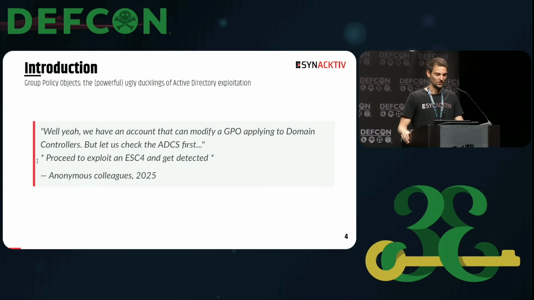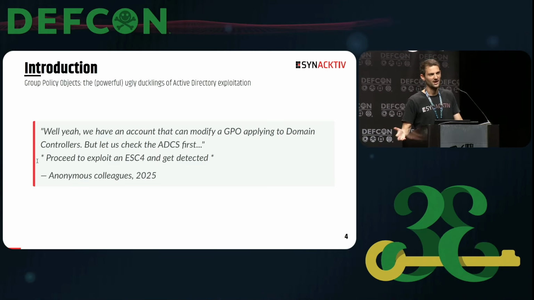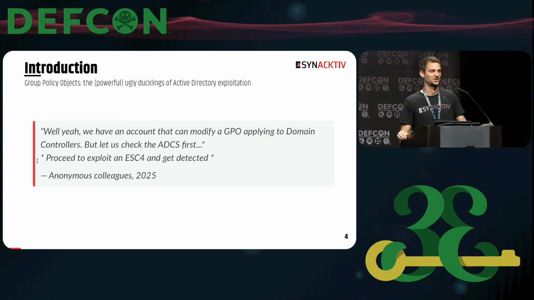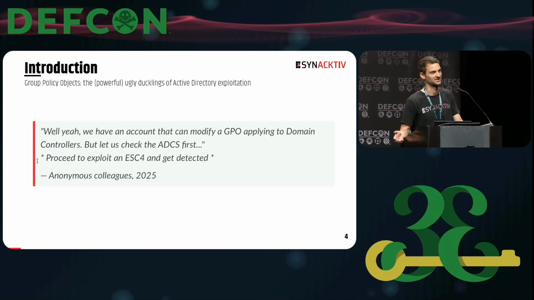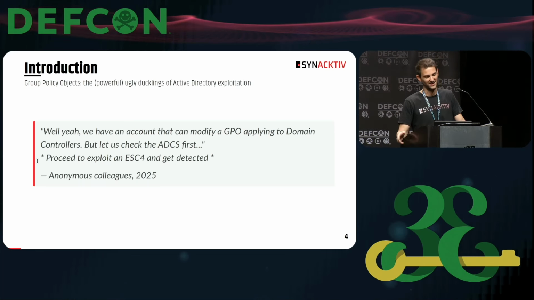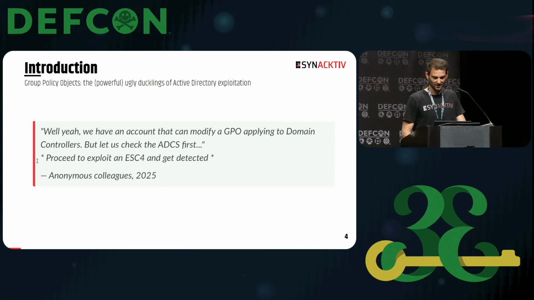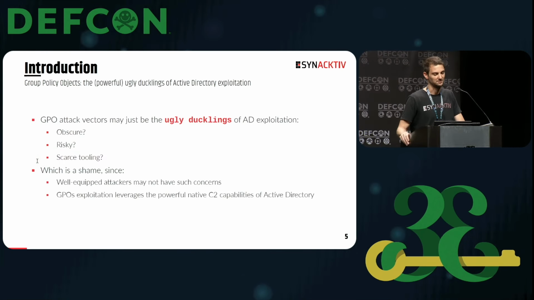During an assessment, one of our colleagues said, well, yeah, we have an account that can modify a GPO that applies to domain controllers, but let us check for the ADCS first. So they enumerate ADCS, they find out they can exploit ESC4, which is a privilege escalation. They exploited it successfully, but at the end, they got detected. So now we always mess with them, like next time, maybe don't go straight for ADCS and look at GPO. So this is why we are talking about GPO today.